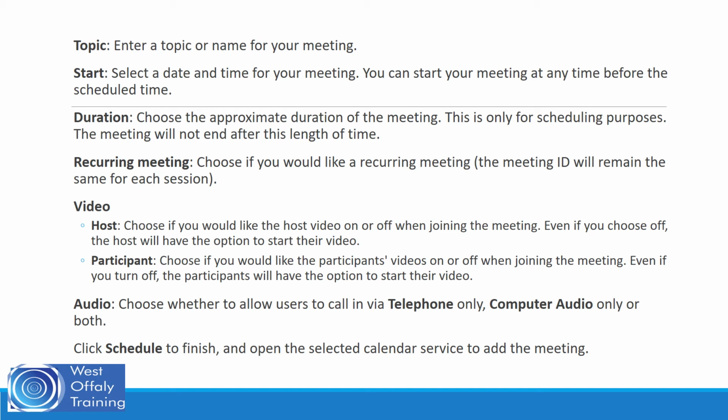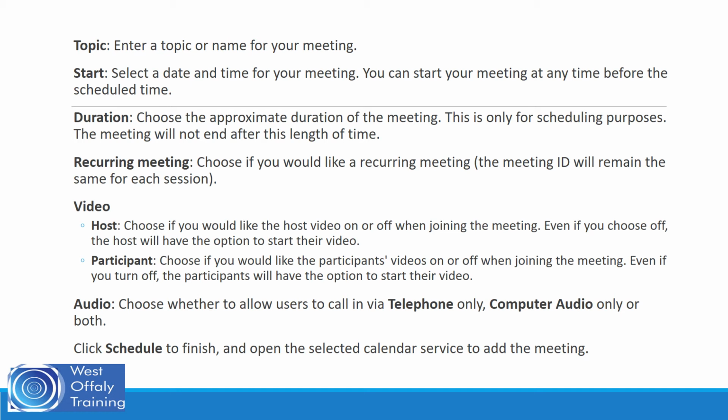Next section then is the video section, so the host and participants. So host, first of all, choose if you would like the host video on or off when joining the meeting. If you choose off, the host will have the option to start their video whenever they join the meeting. Participant then, choose if you'd like the participant's video on or off when joining the meeting. Even if you turn it off, the participants will have the option to start their video when they join the meeting or are invited to the meeting.